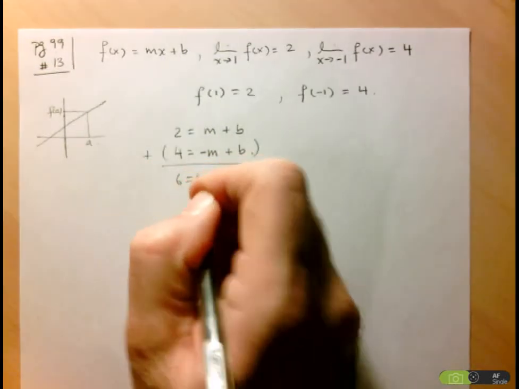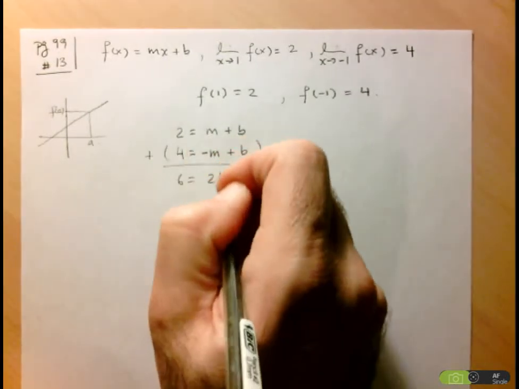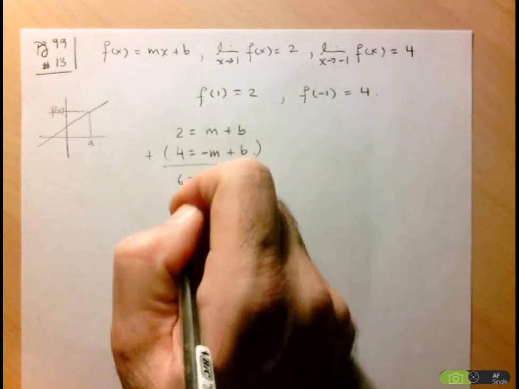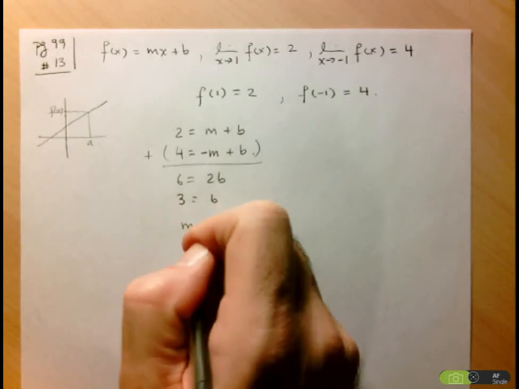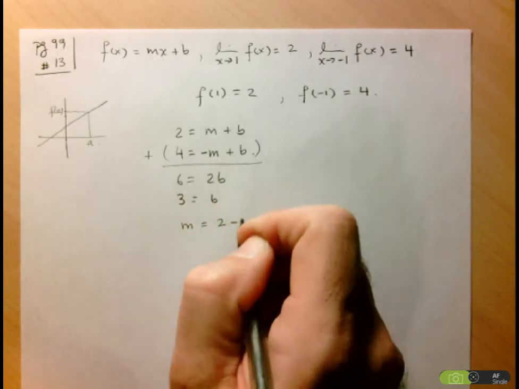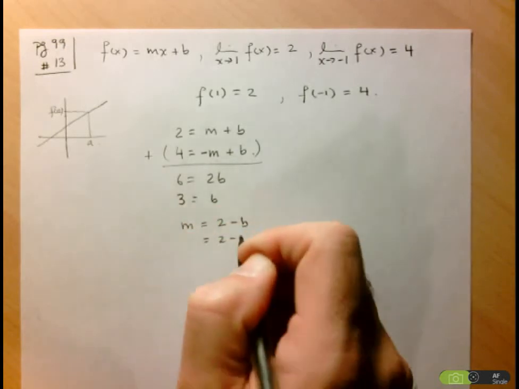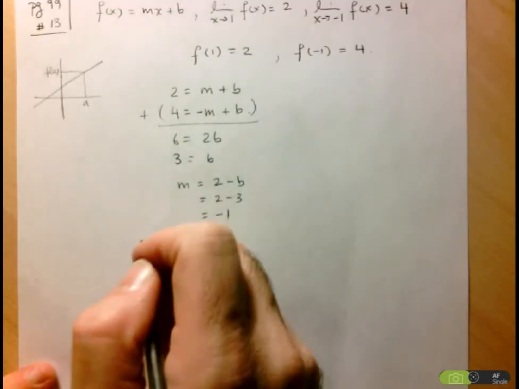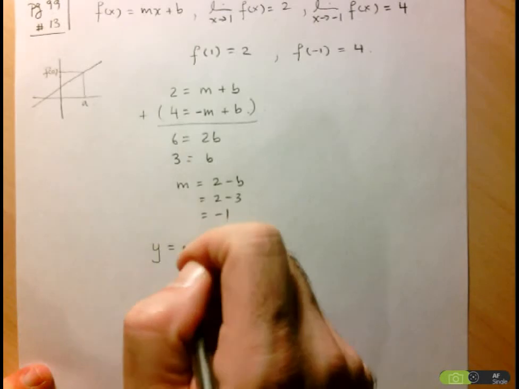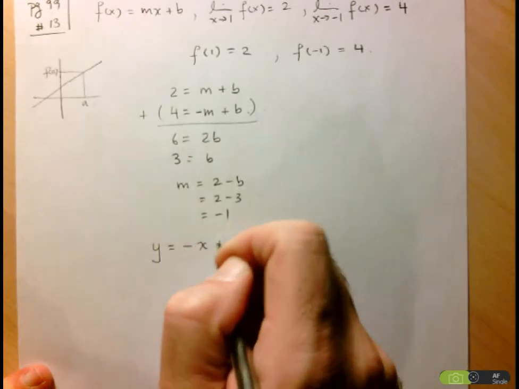So this is 6. These cancel out, so we have 2b. So b has to be equal to 3. And then here we can pick that first equation, m is equal to 2 minus b, so 2 minus 3, so negative 1. So in other words, our equation is negative x plus 3.